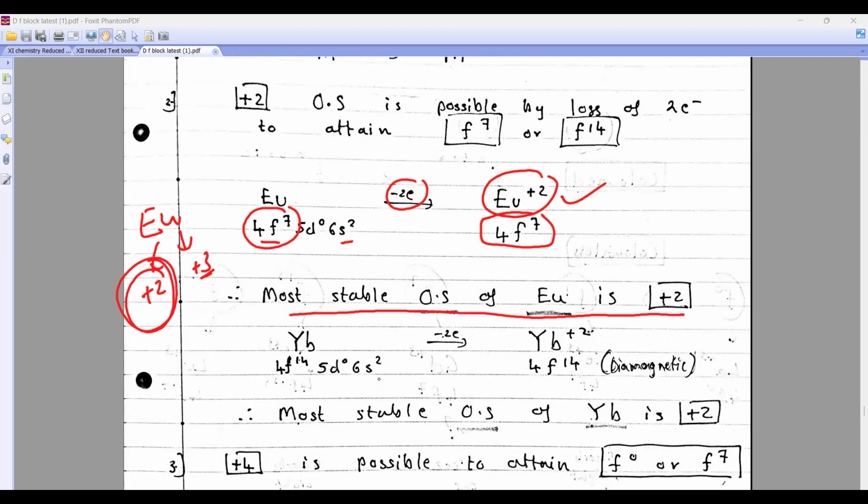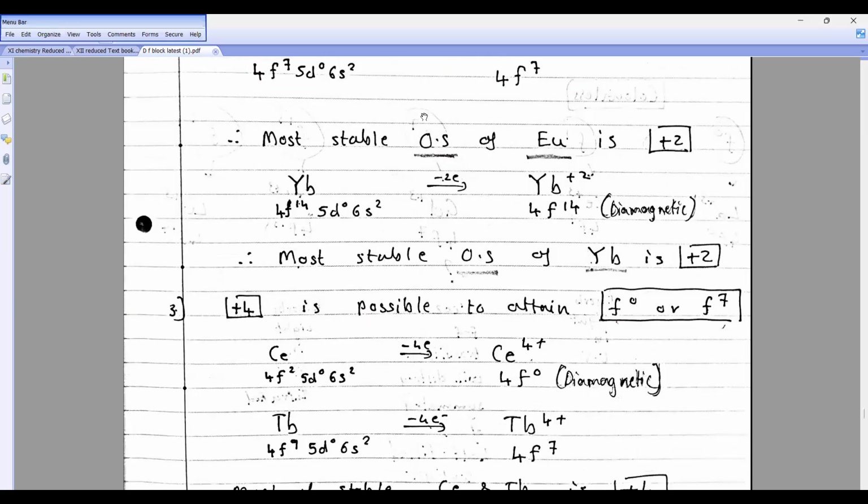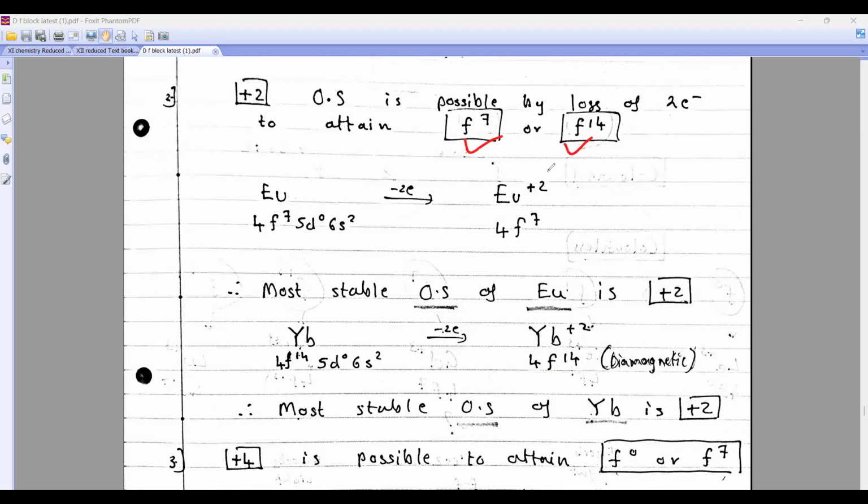Next is which one? Ytterbium. Ytterbium's atomic electronic configuration was 4f14, 6s2. If it loses these 2 electrons, it will become 4f14, or not? So if ytterbium gets the opportunity, the most stable oxidation state of ytterbium is +2. This is the lowest oxidation state. In the exam, they will ask what is the best condition for +2 oxidation state? You will say f7, f14. Examples are europium and ytterbium. Will you remember this?